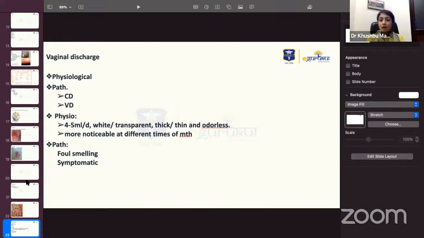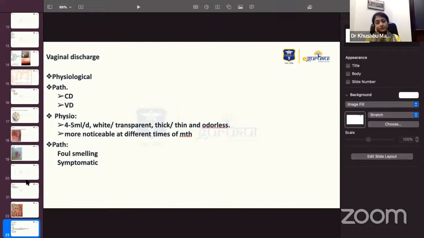Now, if they talk about the most common cause of vaginal discharge and you do not see physiological, or in the question they are asking you about the most common cause of pathological vaginal discharge, in that case, you mark bacterial vaginosis. So bacterial vaginosis is the most common pathological cause, but physiological discharge is the most common cause of vaginal discharge in general.